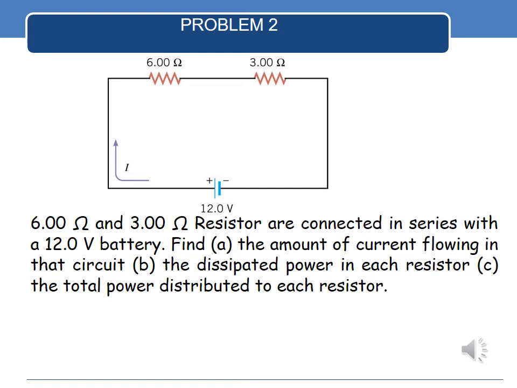I is equal to V divided by R, and R here is the R total. The total resistance of a series connection of resistors is simply the algebraic summation of the resistors. So 6 plus 3 is 9. So I will be V, which is 12 volt, divided by 9 ohm. That would be the current.